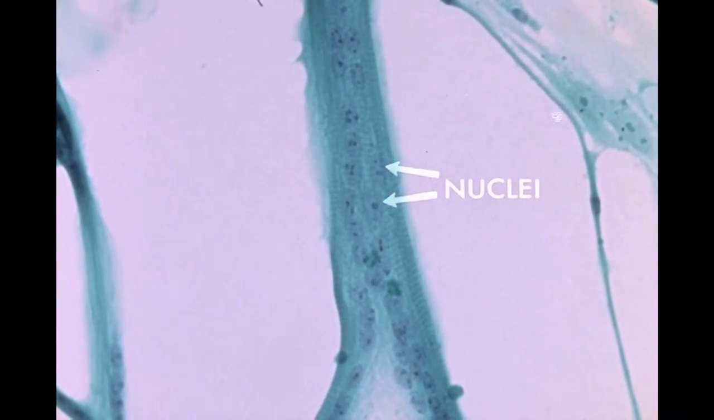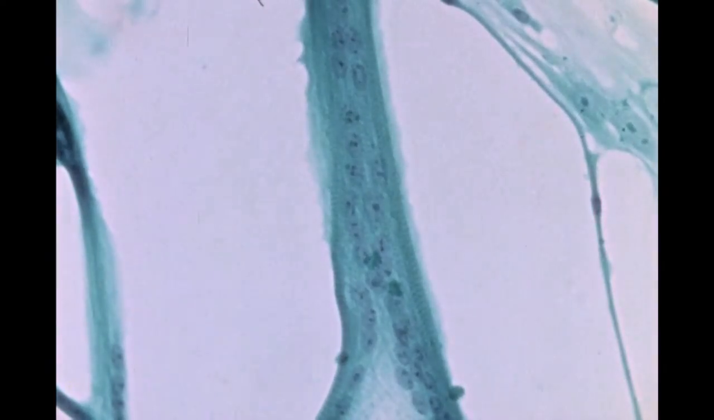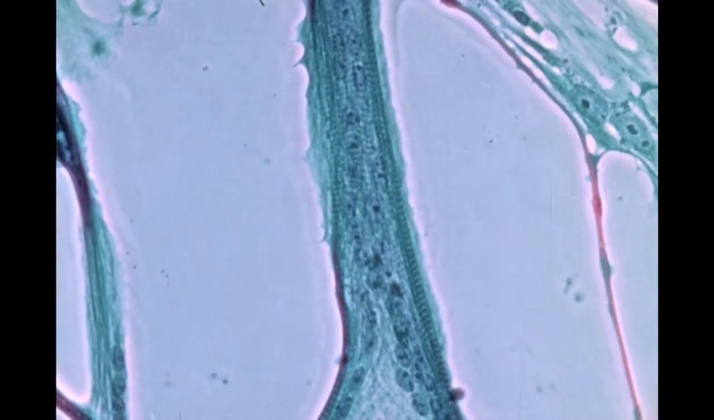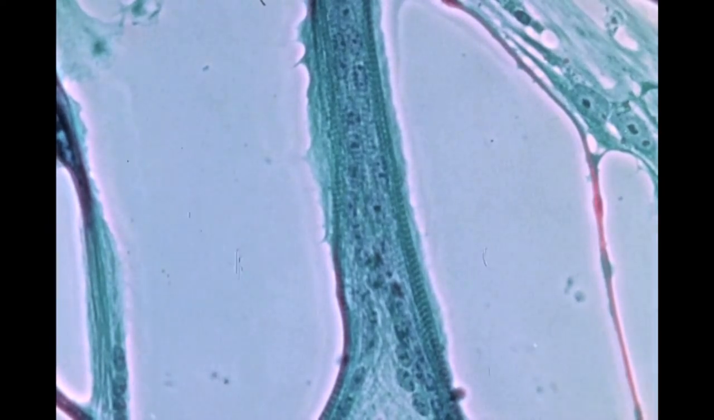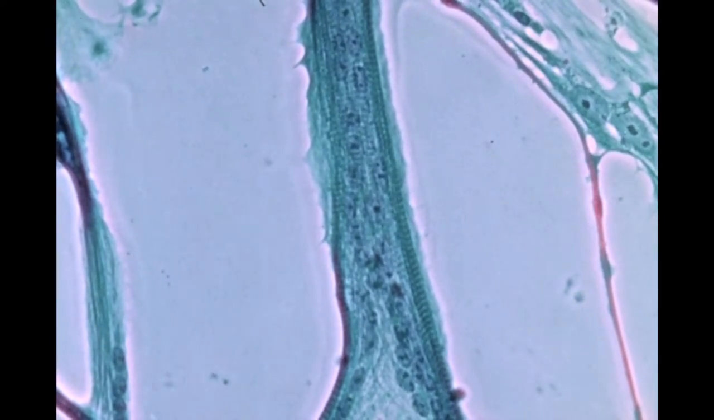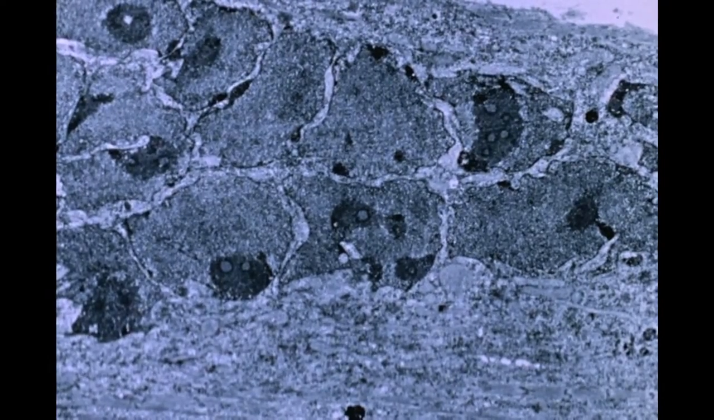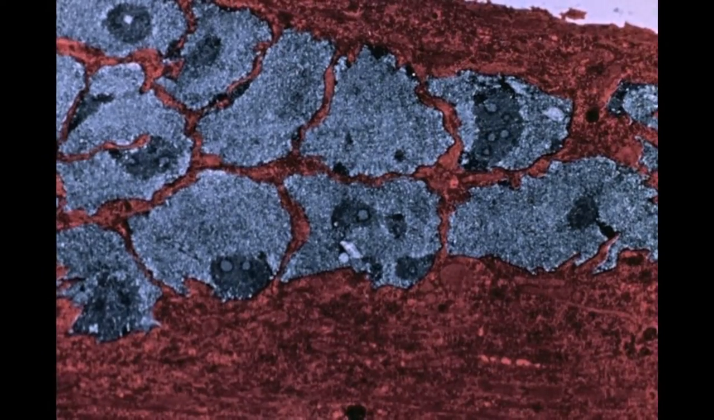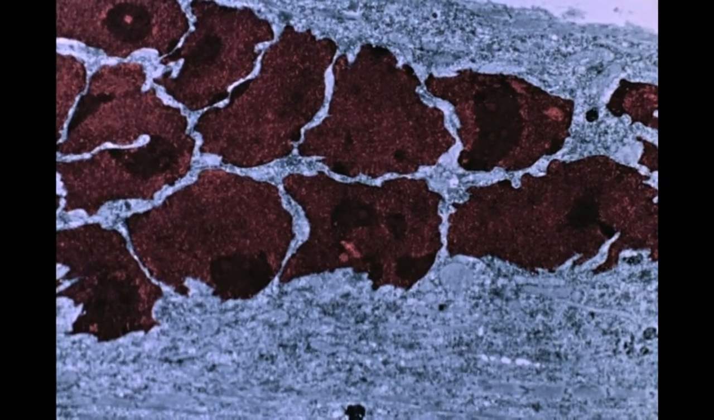Clusters of nuclei within a common cytoplasm show that fusion has occurred. In stain preparations, cross-striations tell us that these multinucleated fibers are genuine muscle cells. A closer look with the electron microscope reveals that the cytoplasm is continuous around and between the nuclei in such clusters.